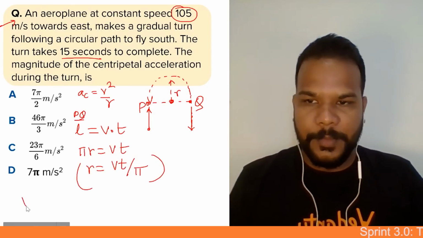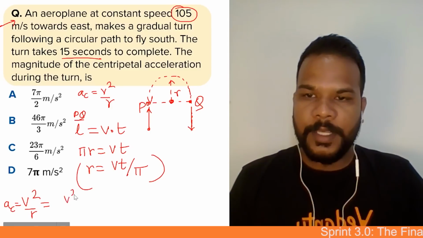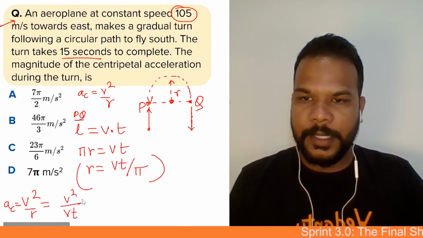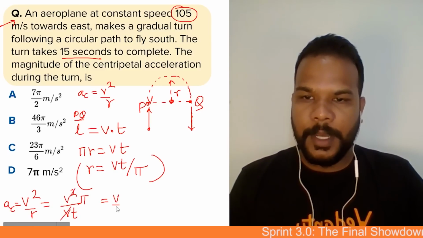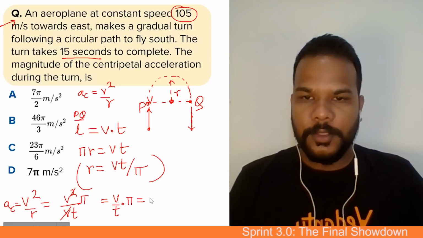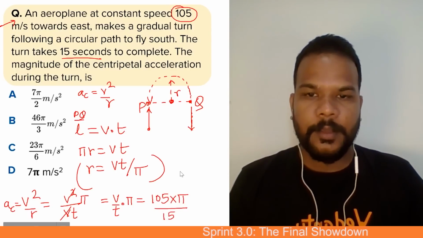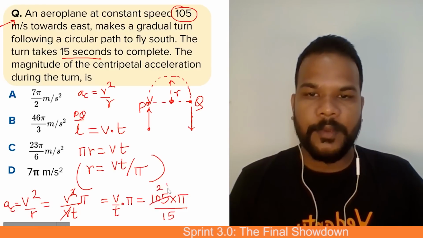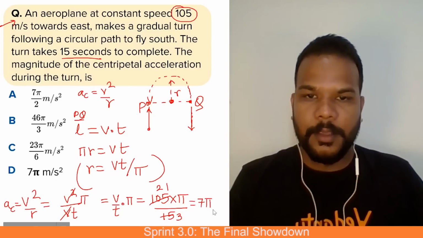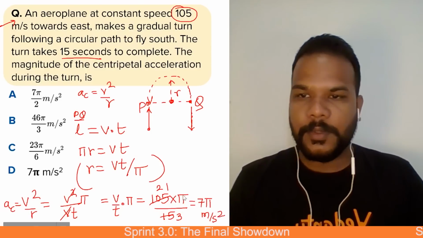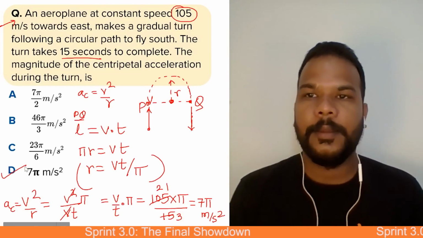Okay, now centripetal acceleration, which is V square by R, is V square by Vt into pi. तो एक V cancel हो जाता है. I have V by T into pi. So speed is 105 into pi divided by 15. Okay, so 5 2s are 10, 5 1s are 5, 5 3s are 15. So this comes out to be 7 pi meter per second square. D for Darona is the correct answer. Okay.